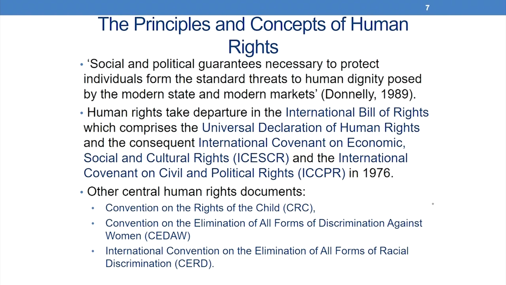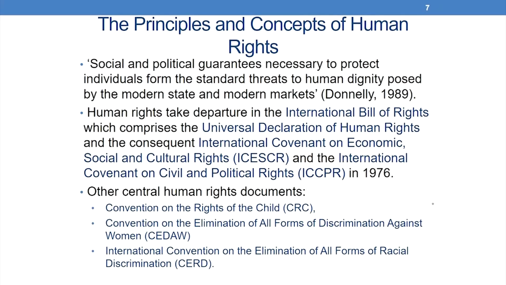There are scholars and practitioners who have been emphasizing the need for food security, and there are scholars and practitioners who have been challenging the processes of the food security framework and have rather come up with the food sovereignty framework. And if you read closely the frameworks that I have just cited, you would see that at the center of all of these frameworks is the issue of social and political guarantees necessary to protect individuals from the standard threats to human dignity posed by the modern state and modern markets.